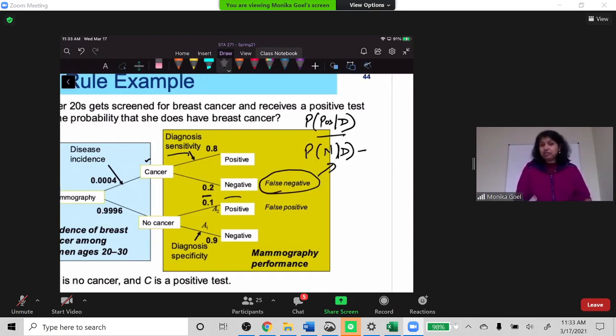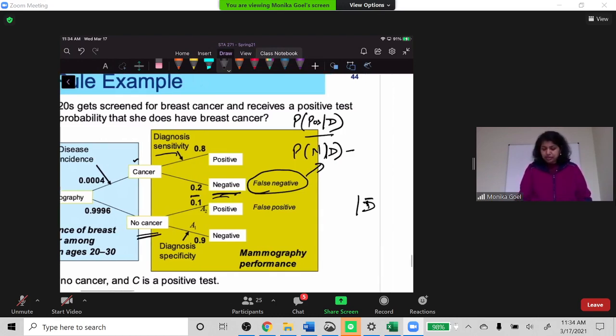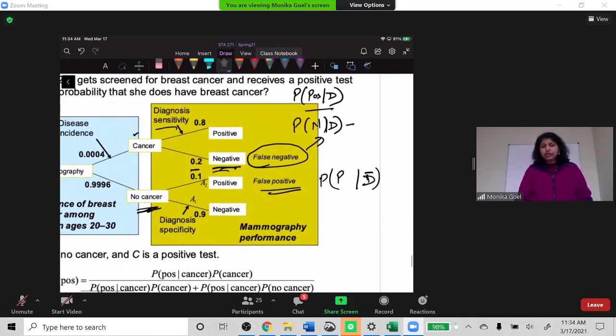Same thing, if you do not have a disease, you go for a testing and they say, oh, you have a disease. So actually no disease, given that there is no disease. So let me say D complement, given that there is no disease, but the test comes out to be positive. And that is called your false positive. And if there is no disease and the test comes out negative, which is a correct test, then we call it the specificity of the test.